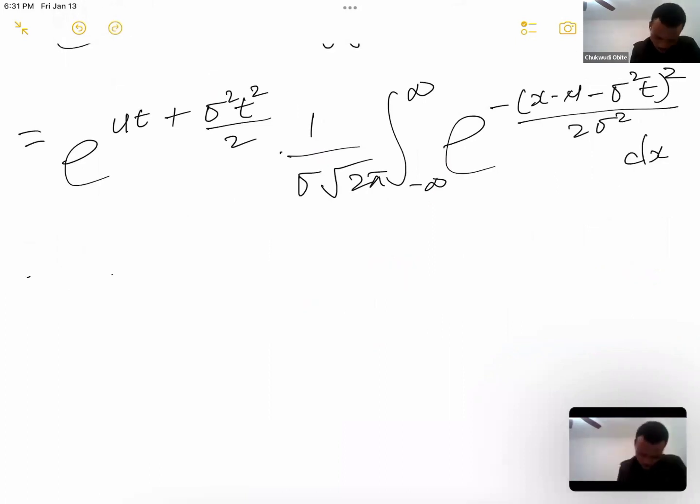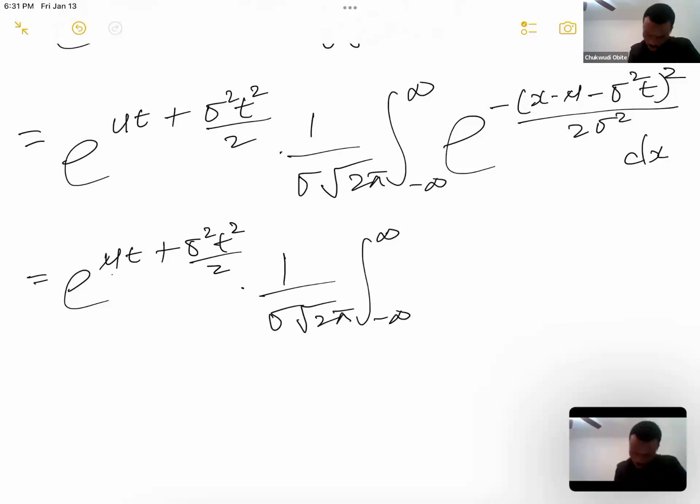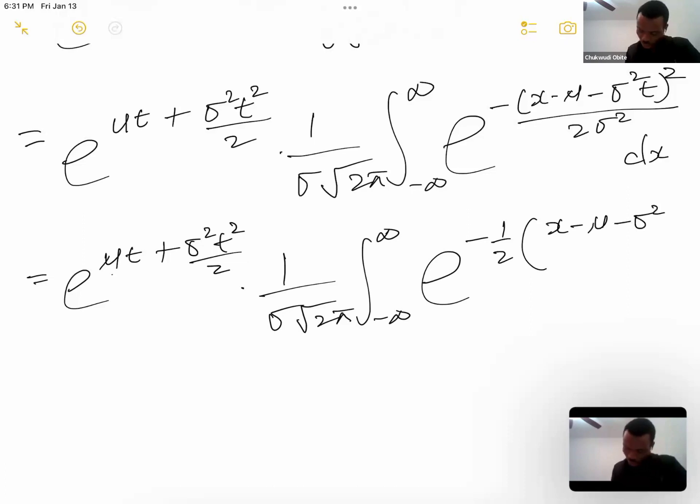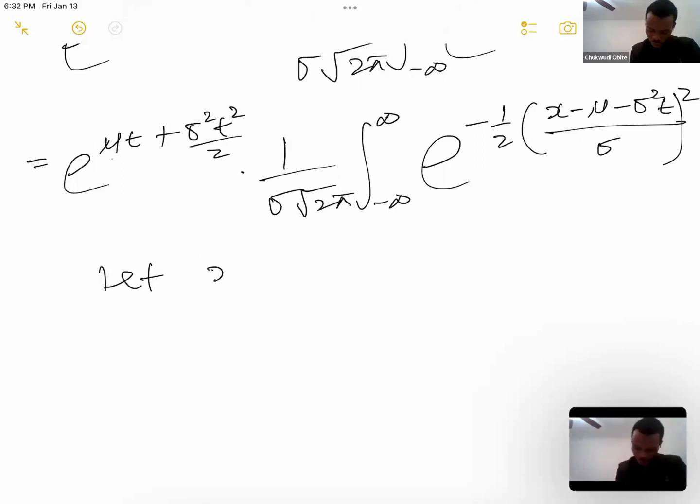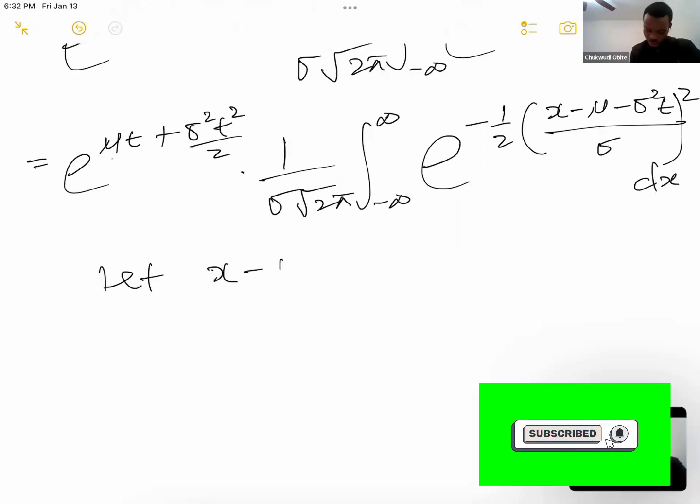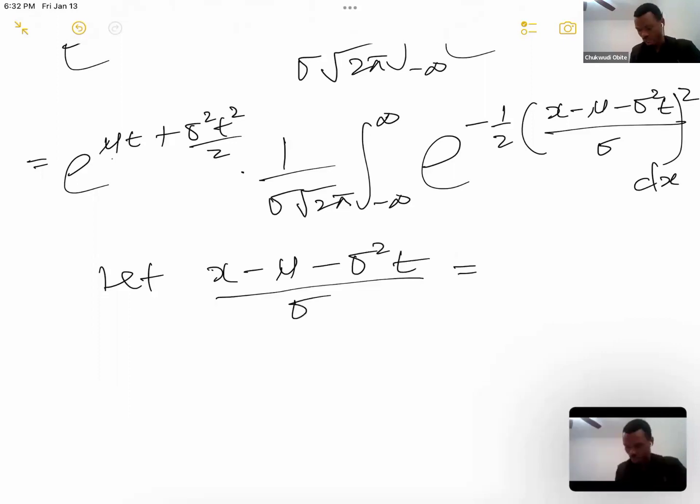I have to simplify that further. So I have e to the mu t plus sigma squared t squared all over 2, times 1 all over sigma square root of 2 pi, the integral from minus infinity to infinity. So this is minus, I want to include the sigma inside the bracket. I will have minus half of (x minus mu minus sigma squared t over sigma) all raised to power 2, so that I can make everything in the bracket become a letter, which is k.